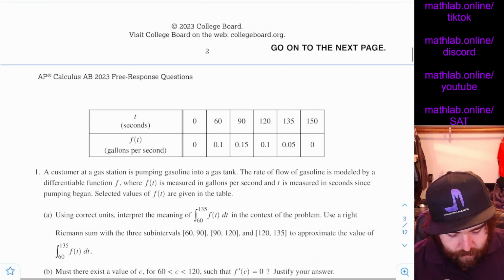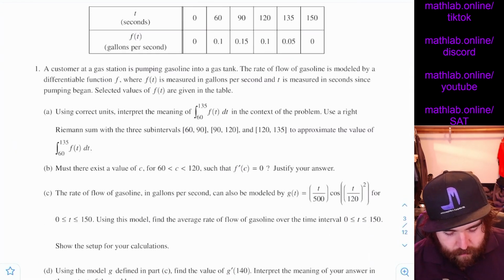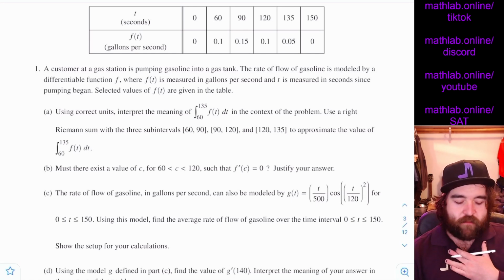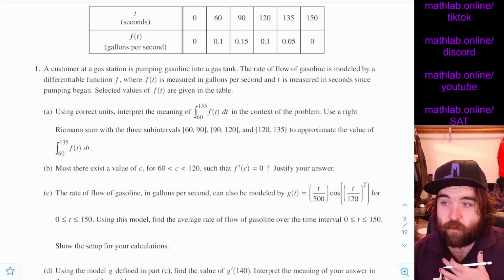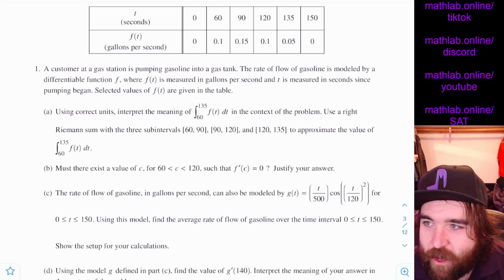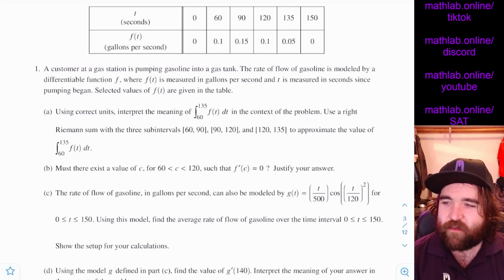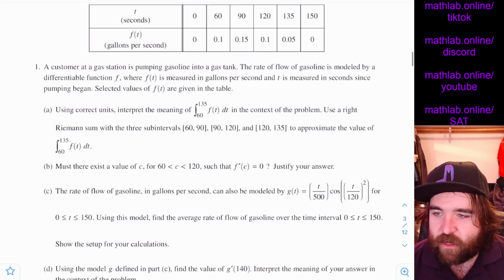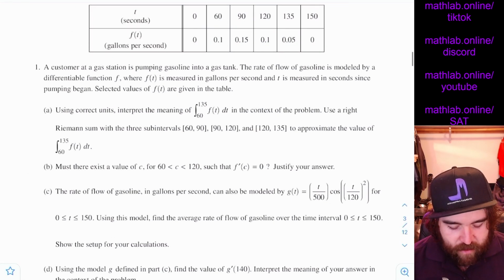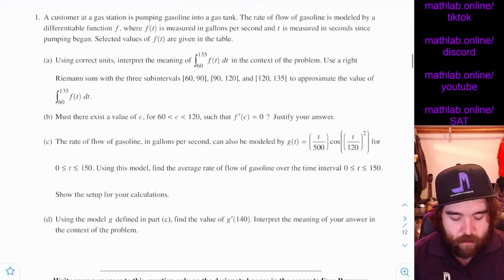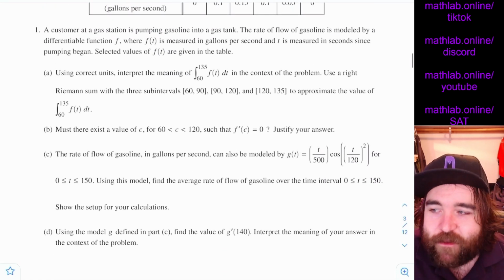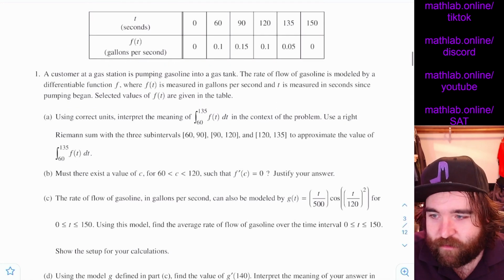Wait, they gave us f prime, didn't they? Gallons per second? Yeah. Well, since it's differentiable... Oh, wait, so it's not going to be mean value theorem, because what they're giving us is f prime. Wait, no. f is in gallons per second. Oh, interesting. So they're already giving us a derivative. Okay. Well, that's why it wasn't f prime in part A. That's why it was just f, because f already was the derivative. It already was a rate. Okay. So here they're still talking about f prime, the derivative of the derivative.